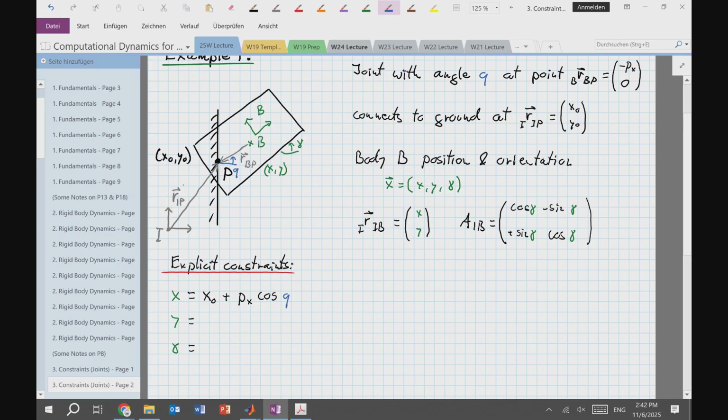And this is the format that I want for an explicit constraint equation, right? If I know Q, I know my parameters, right? My geometrical parameters. If I know Q, I can compute X. What is Y? So I'll write here Px because we don't have a Py. And so there's just one distance. What is gamma? Simply Q.